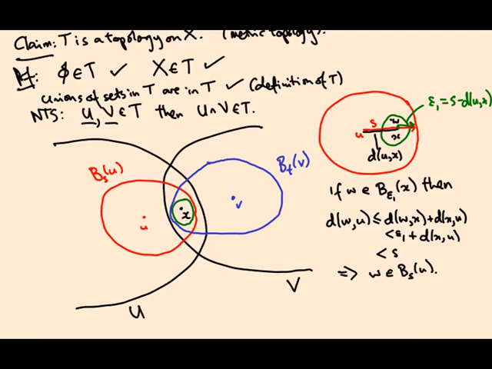Okay, so if I pick a radius that's smaller than epsilon 1, then this green ball is going to be contained inside the red ball. Similarly, I can define epsilon 2 to be t minus the distance between V and X. And whichever of these is smaller, I'm going to take that one and call it epsilon.